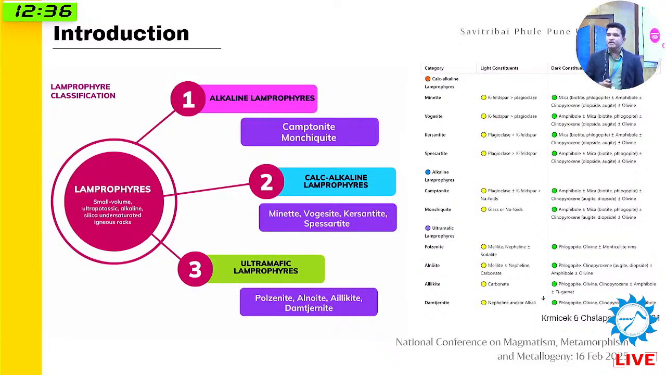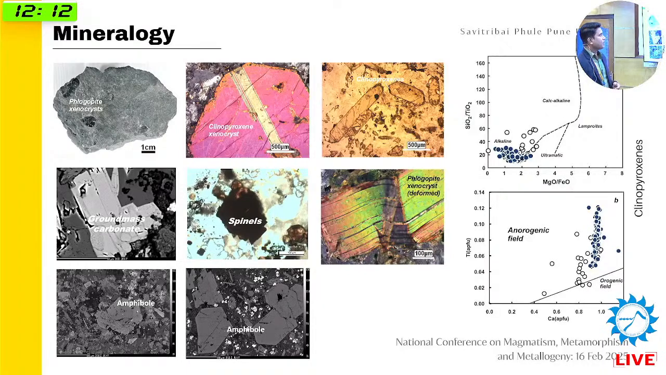These are lamprophyre types. We have mostly 3 types of lamprophyres: alkaline lamprophyres, calc-alkaline lamprophyres, as well as ultramafic lamprophyres. Alkaline and ultramafic are related to the rift settings, while calc-alkaline mostly in a convergence setting. These are the subtypes of lamprophyres with their main mineralogy present. So we worked on almost all the lamprophyres present in these provinces.